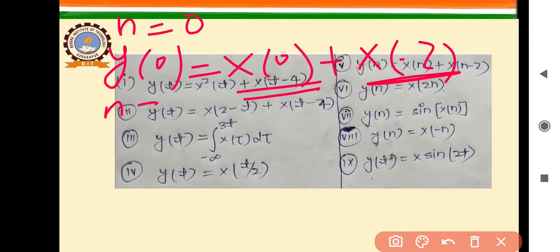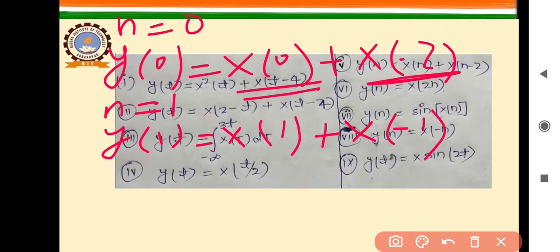Consider another instant, n equal to 1. Then y of 1 will be equal to x of 1 plus x of minus 1. At n equal to 1 also, the system is causal because the output is dependent only on the present and previous values of the input. And take another value of n, a negative value, n is equal to minus 1.